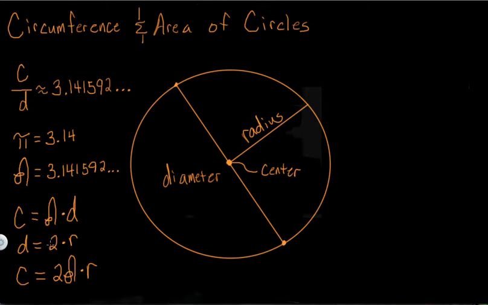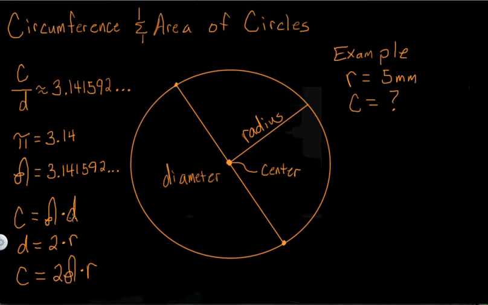Okay, so for example, let's say that we have a circle that has a radius of 5 millimeters. And we want to know what is the circumference of that circle, right? So we can use one of these two formulas.